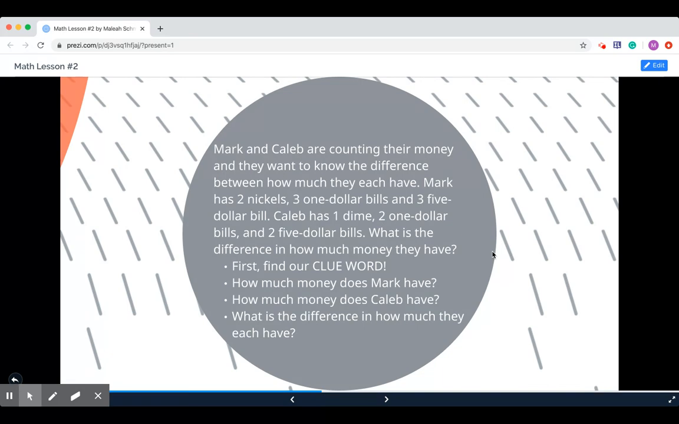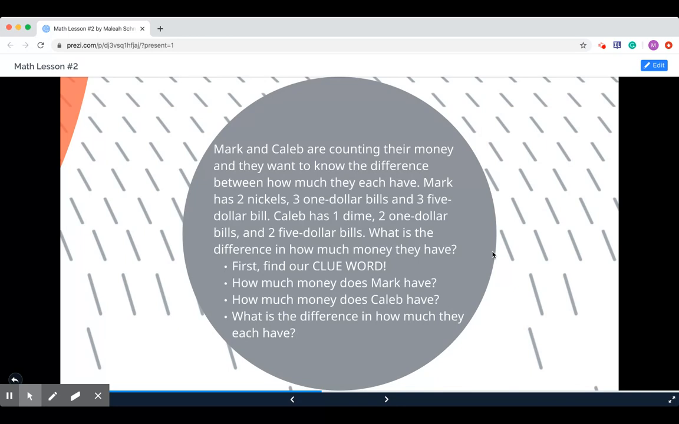Mark and Caleb are counting their money, and they want to know the difference between how much they each have. Mark has 2 nickels, 3 $1 bills, and 3 $5 bills. Caleb has 1 dime, 2 $1 bills, and 2 $5 bills. What is the difference in how much they have?